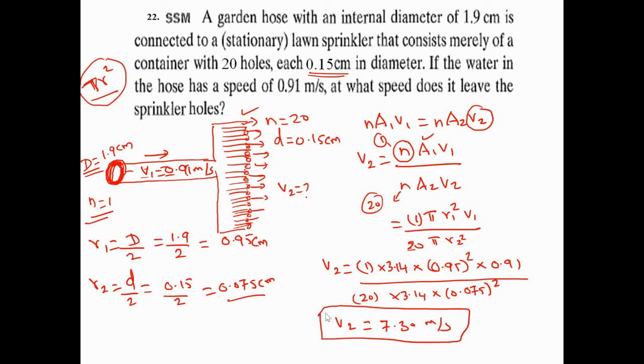Doctor, from where did we get D over 2? My dear, have you studied mathematics? How to find the radius? The radius should be found from the diameter. Yes, you're right. That's what I just wrote here: R1 is equal to, so this side my radius is 0.95, and this side my radius is 0.075. Clear?